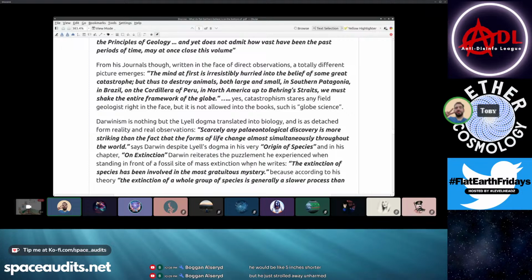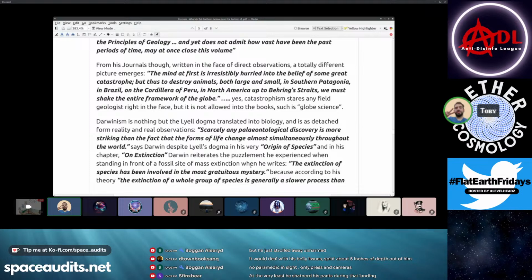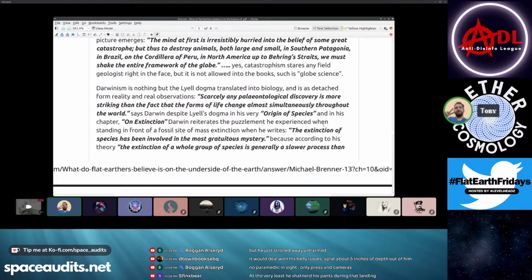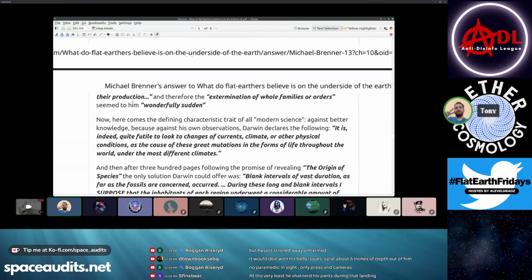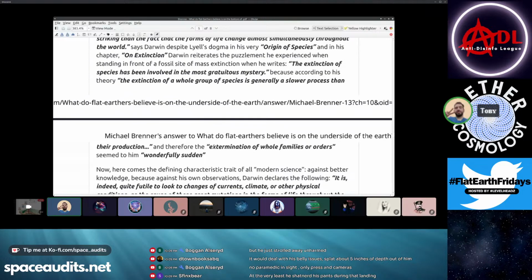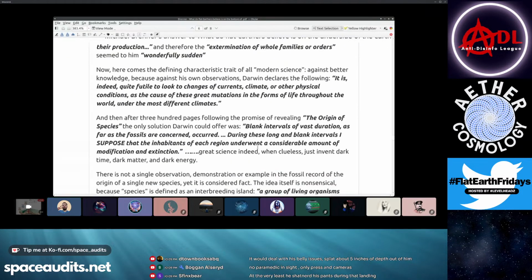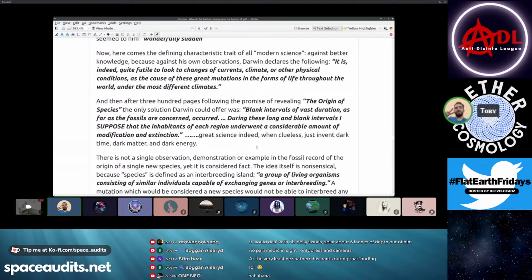And in his chapter on extinction, Darwin reiterates the puzzlement he experienced when standing in front of a fossil site of a mass extinction, when he writes, "The extinction of species has been involved in the most gratuitous mystery." Because according to his theory, the extinction of a whole group of species is generally a slower process than their production, and therefore the extermination of whole families or orders seemed to him wonderfully sudden. Now, here he comes to the defining characteristic trait of all modern science.